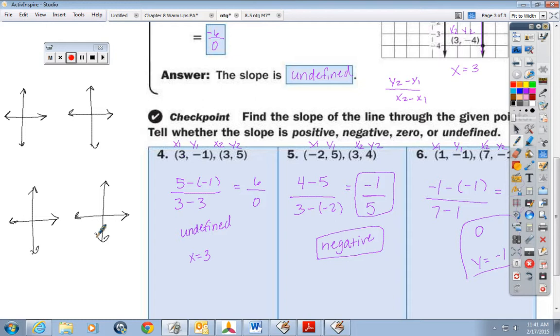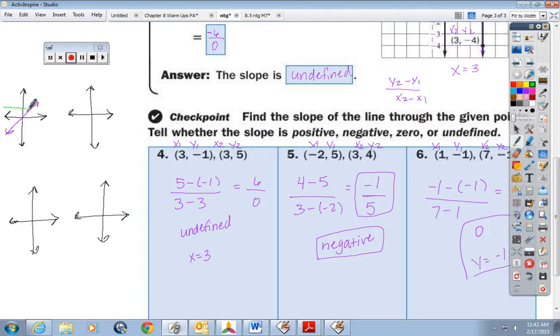If I wanted to sketch a line that had a positive slope, how do I know that's a positive slope? Which direction do we read? Left to right. So if I was flying in a little airplane right here, and I hit this line, I would go up. Up means positive. So this is a positive slope.